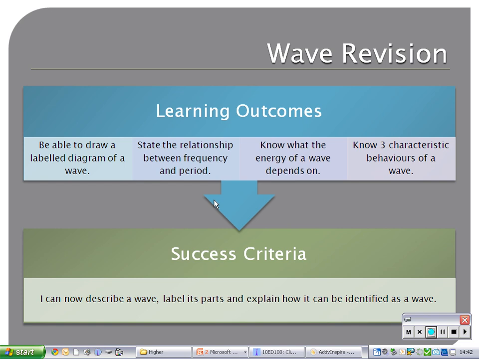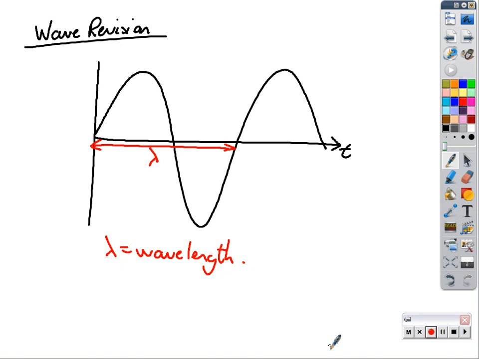Okay, so wave revision. Be able to draw a labeled diagram of a wave, state the relationship between frequency and period, know what the energy of a wave depends on, know the three characteristic behaviours of a wave. So draw the diagram like that there and label it in as many parts as you can think of, and I've done one of them for you.